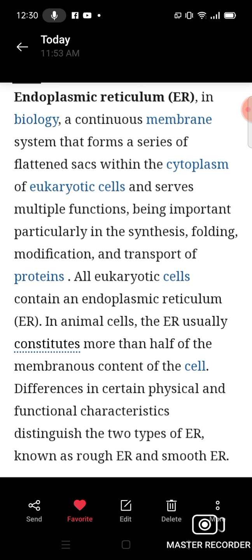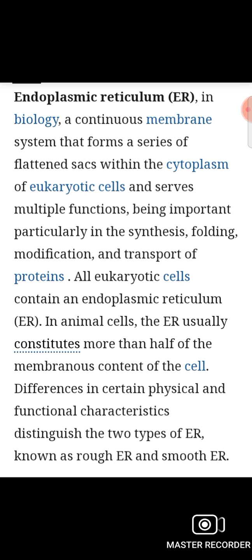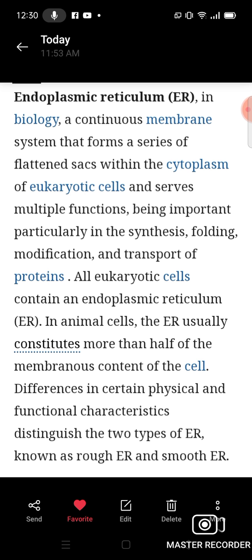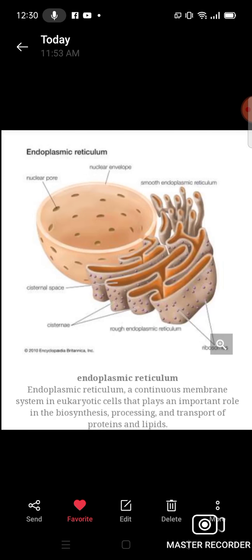Rough endoplasmic reticulum is named due to its appearance. The rough endoplasmic reticulum has ribosomes on its surface. That is why it is called rough endoplasmic reticulum. And basically, because it has ribosomes on its surface, it is involved in the synthesis of protein. The other one is known as smooth endoplasmic reticulum because it has a smooth surface and does not consist of ribosomes on its surface.